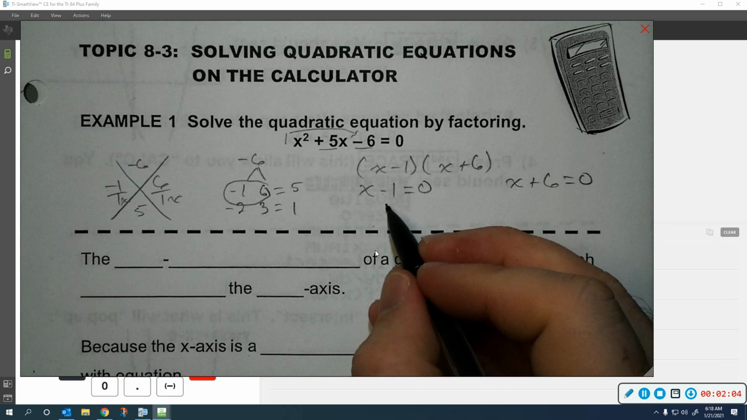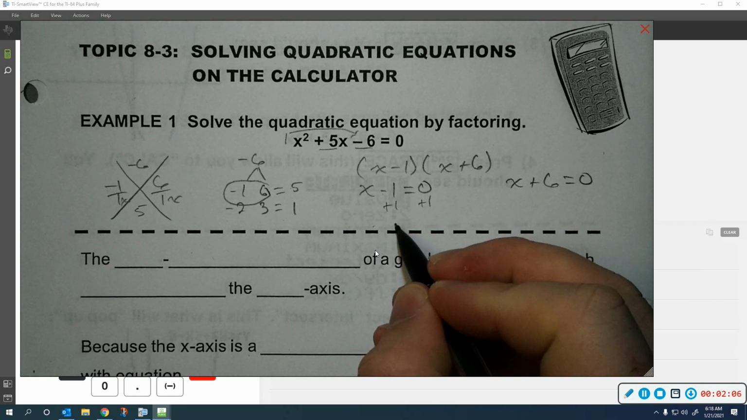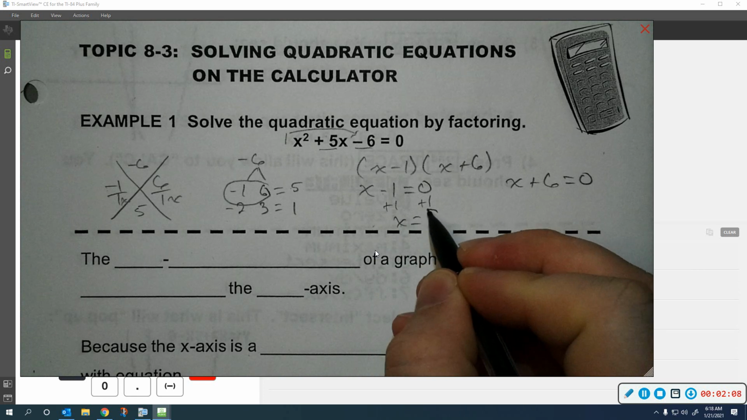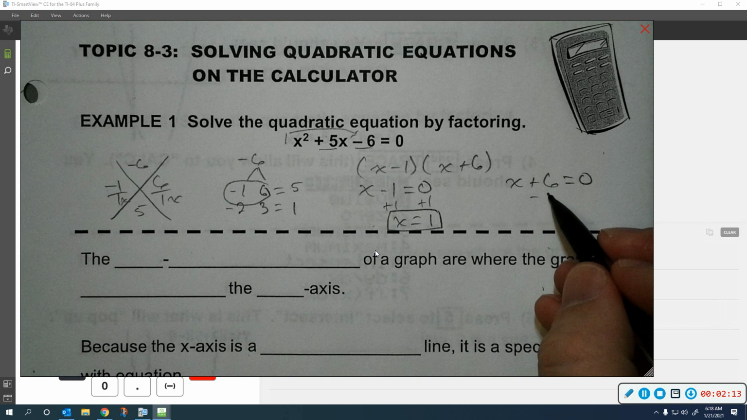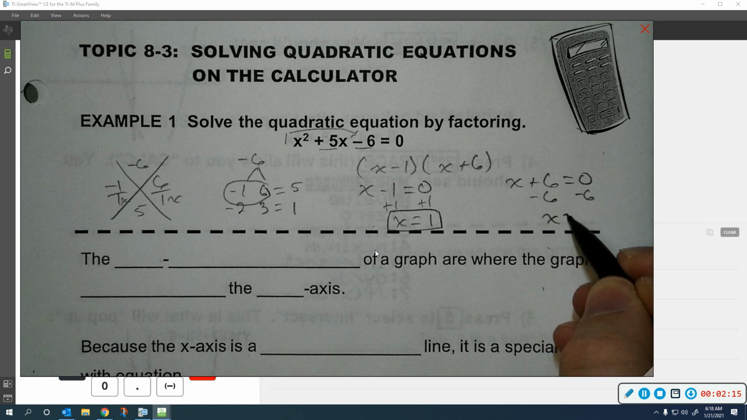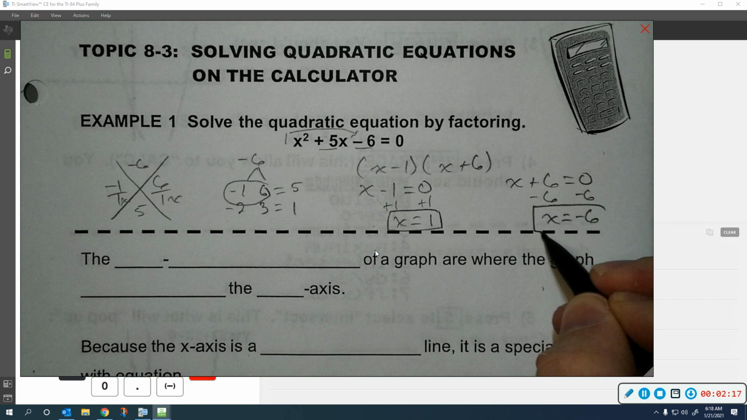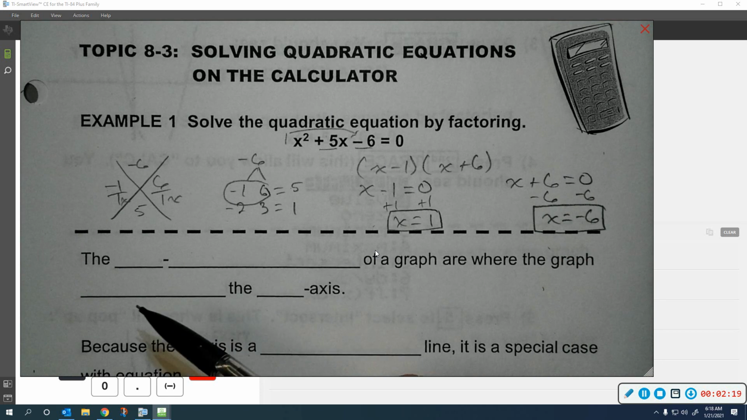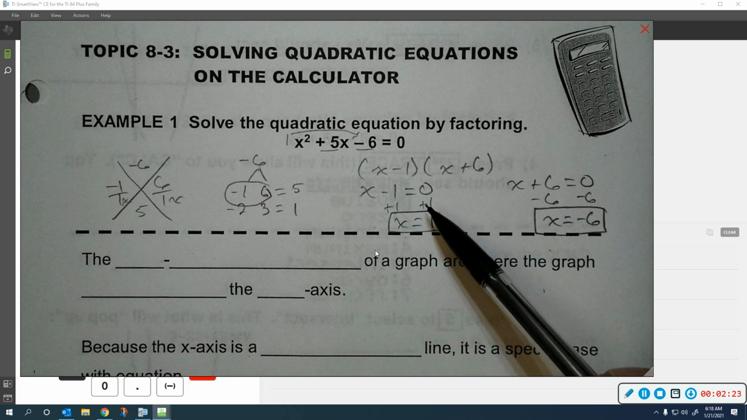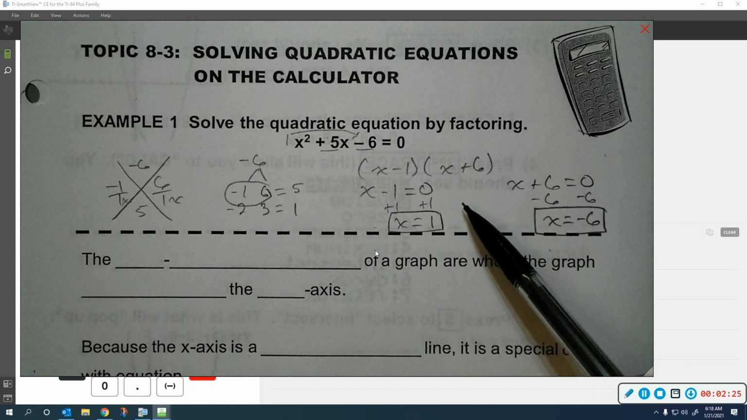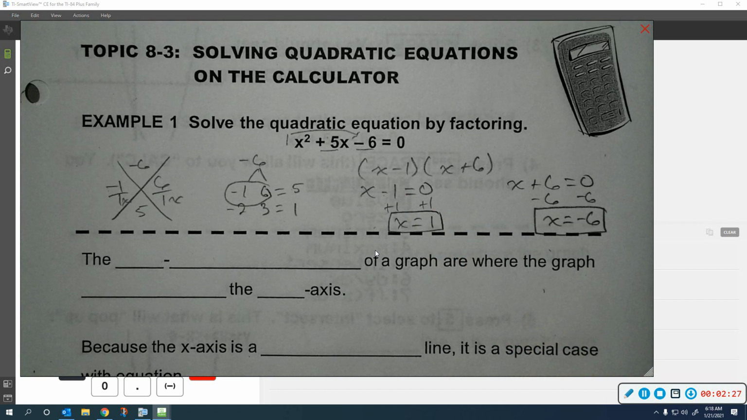To get rid of that minus 1, we add 1, and so we get x equals positive 1. To get rid of plus 6, we subtract 6, and we get x is equal to negative 6. Just remember, if it says factor, what you need to do is find the factors. If it says solve, the additional step is set both factors equal to 0 and solve it.